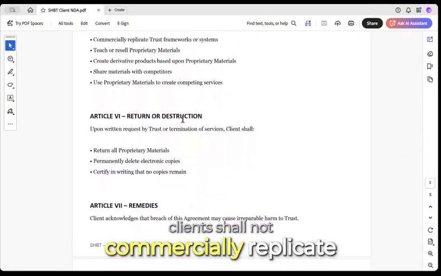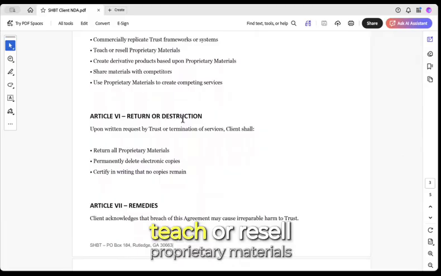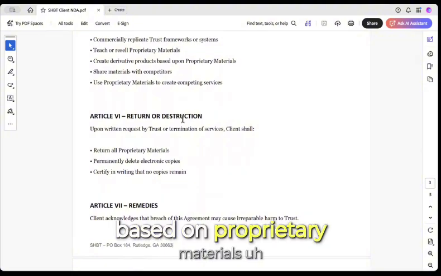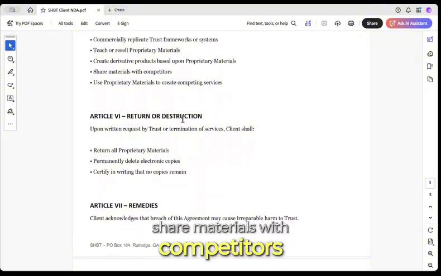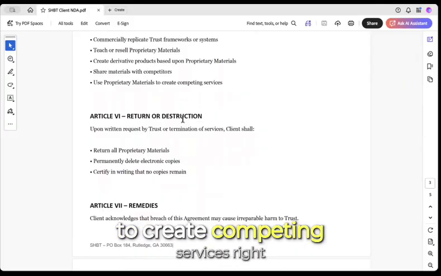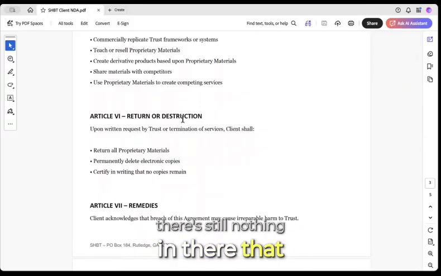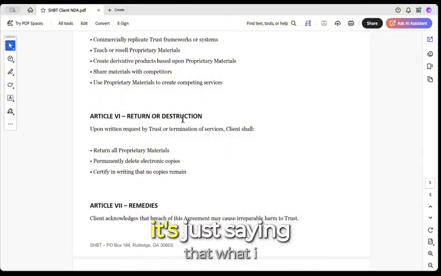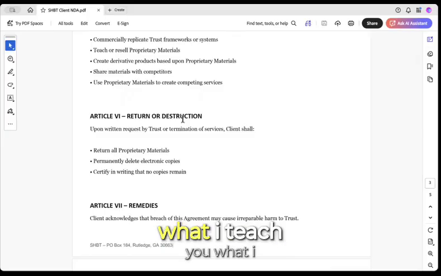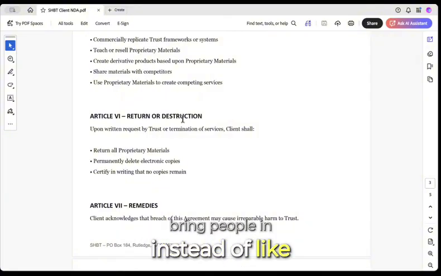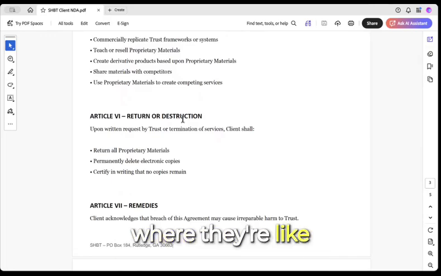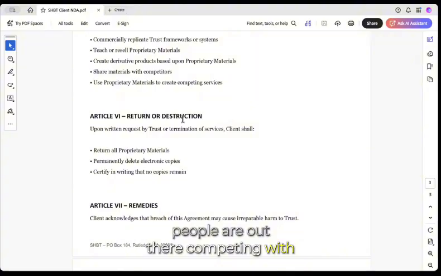Client shall not commercially replicate trust frameworks or systems, teach or resell proprietary materials, create derivative products based on proprietary materials, share materials with competitors, or use proprietary materials to create competing services, right? There's still nothing in there that says you can't take the work files once you have them, use them, and share them with other people. It's just saying that what I share with you, what I teach you, I want you to try and bring people in instead of starting your own thing, right? It's supposed to stop the competitive nature, where people are out there competing with what I'm doing, right?